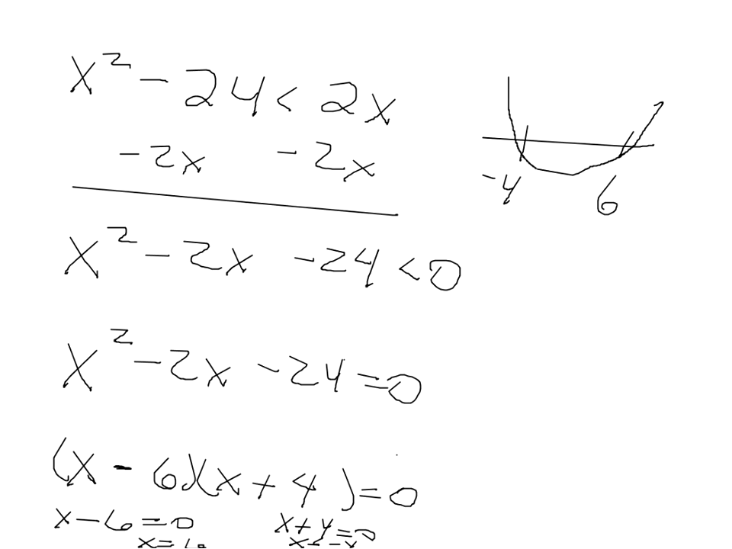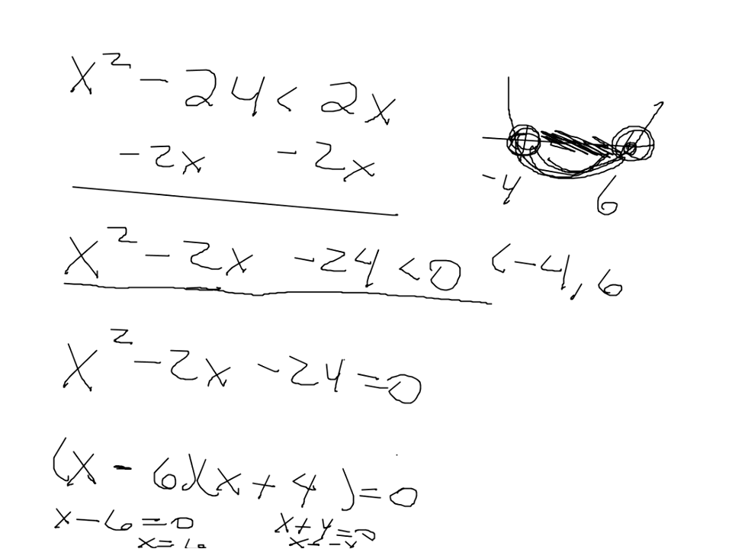My parabola opens up, so it goes through minus 4 and 6. And we want the part that's less than 0. It's also open circles here. So this part is below the x-axis. I color that, and that's going to be my interval, minus 4 to 6.